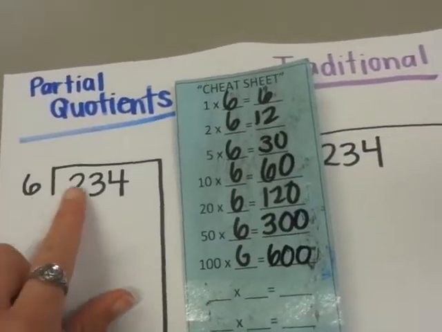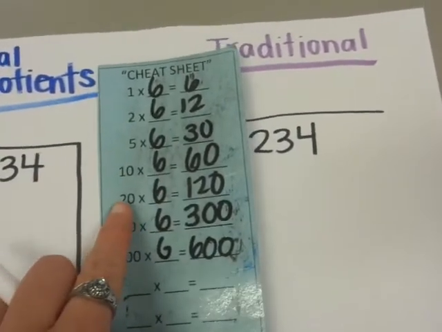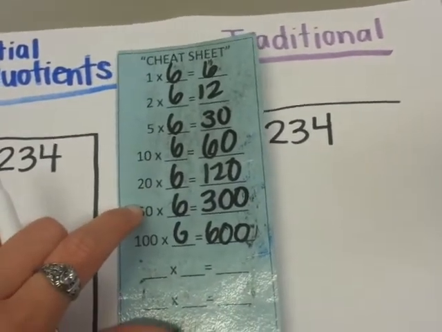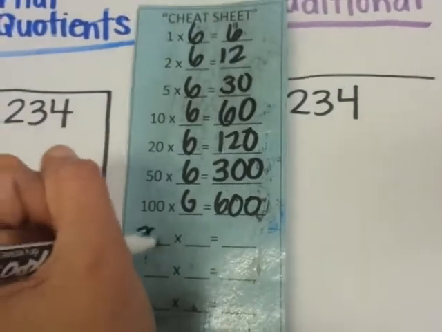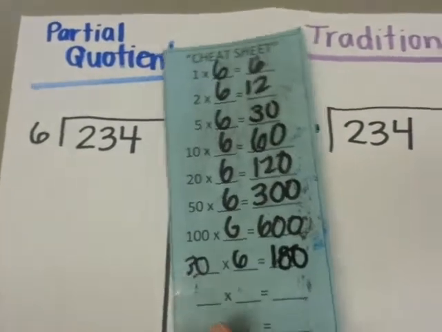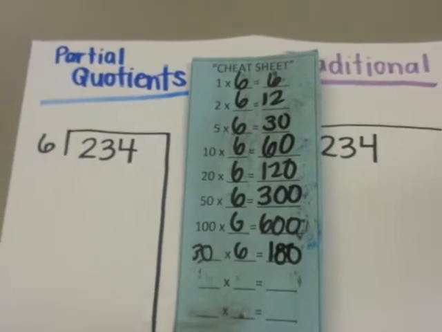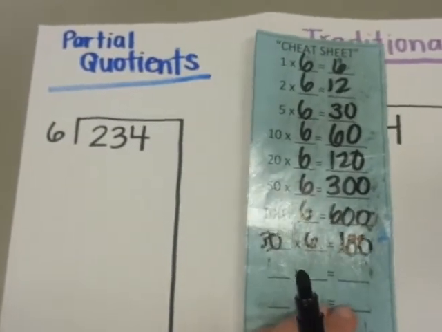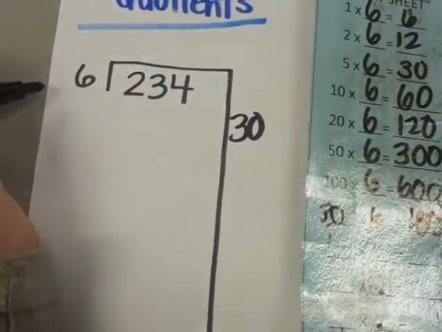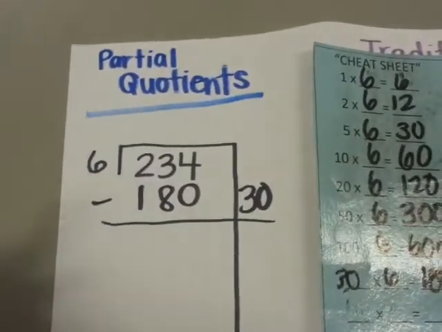So how many times can 6 go into 234? Well, we have over here 20 groups of 6 can go in 120 times. But this jumps from 20 to 50. So we can brainstorm that 30 times 6 is 180. And that can go into 234. So we're going to use 30. We want to take away the biggest chunks that we can and subtract it out, because that's what division is, repeated subtraction. So we're going to take out 30 groups of 6. So 30 groups of 6 equals 180. So we're going to do that and subtract.